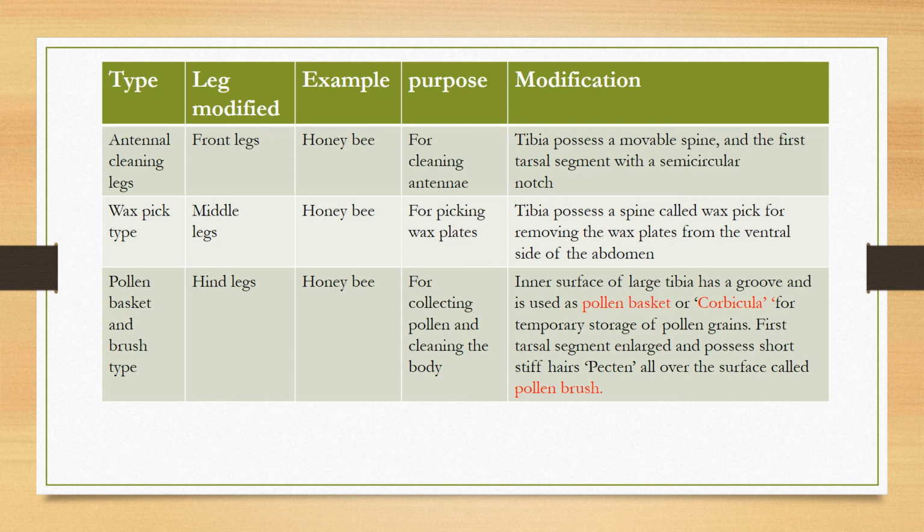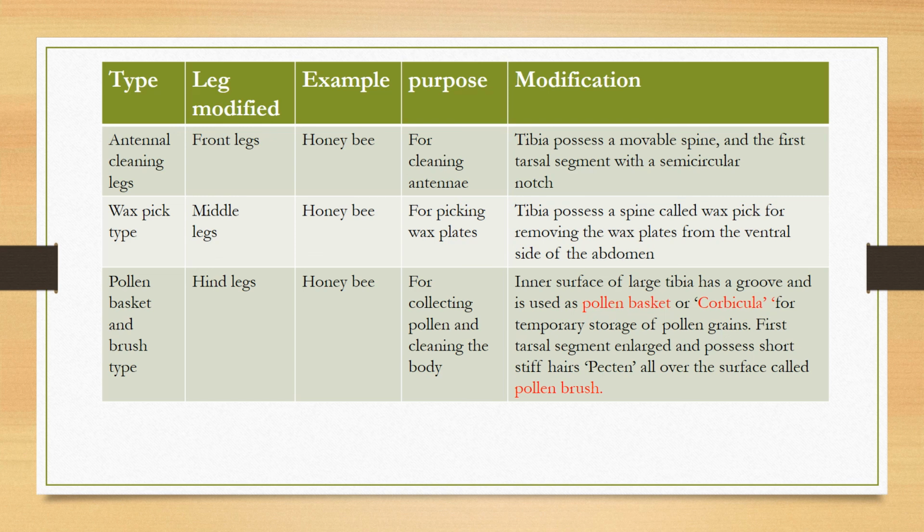Next the hind legs, pollen basket and pollen brush. These are the two modifications in the hind legs of honeybees for collecting pollen and cleaning the body. The inner surface of the large tibia has a groove, and this groove is used for collecting pollen. So pollen will be collected temporarily in this pollen basket. It is also called corbicula, for temporary storage of pollen grains.